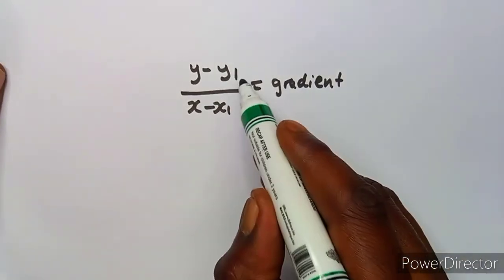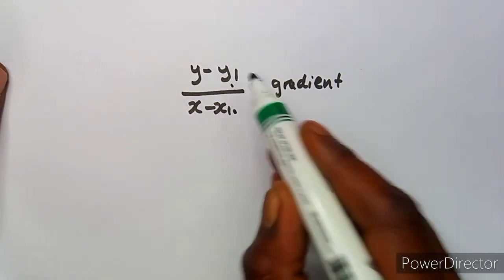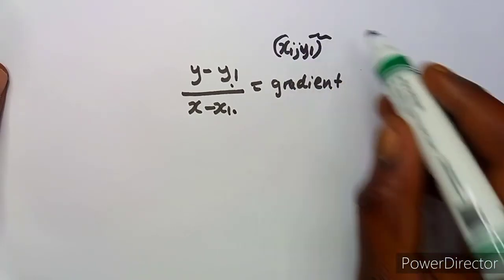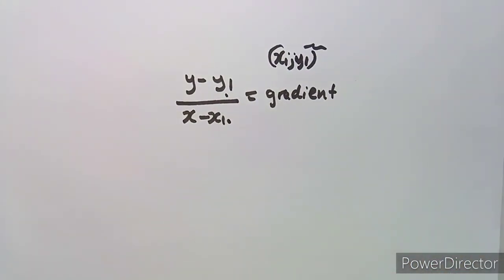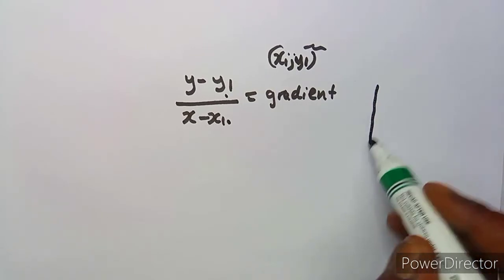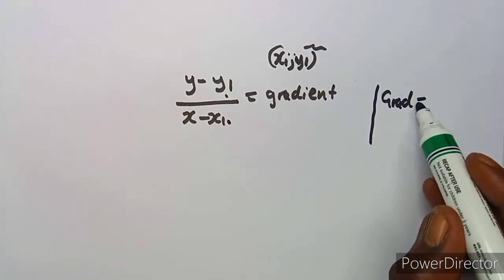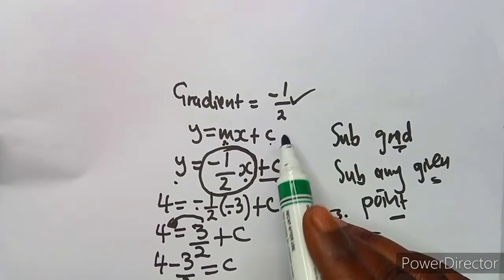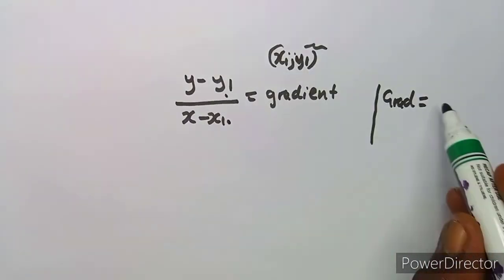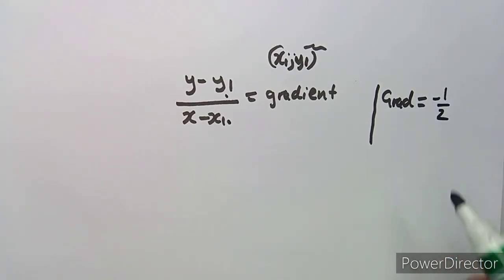So this x1 and y1 is from any point. Again, you choose any point of your choice. In this case, we were given the 2 points already. Remember that we have got the gradient. We obtained that the gradient in this case was minus half. Okay, we had minus half like that.